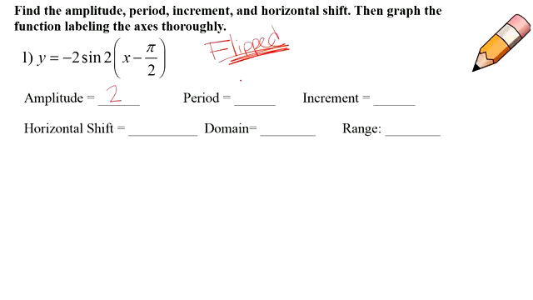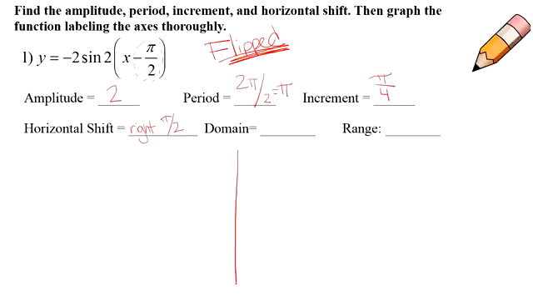Our period then is 2 pi divided by my B value, which is 2. So my period is pi. Our increment then is period divided by 4, pi over 4. Now our horizontal shift, notice this piece right here. This is new. Negative pi over 2. X minus pi over 2. So what this means is I'm going to go right pi over 2.